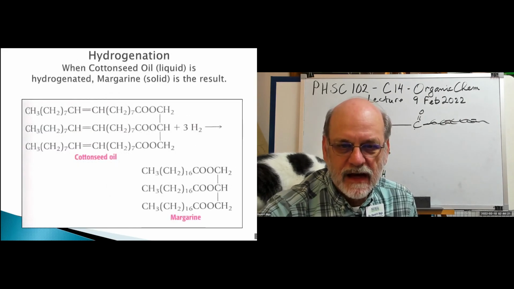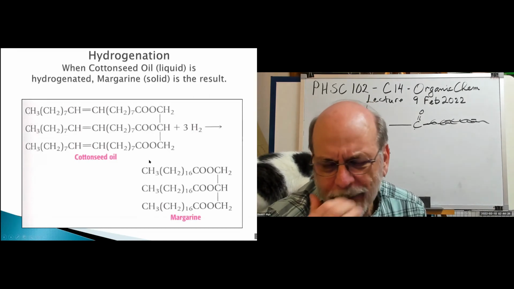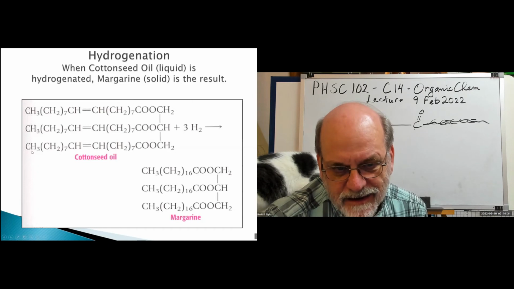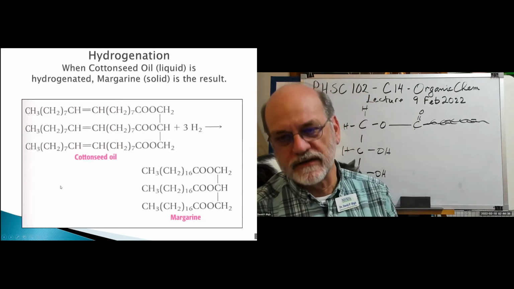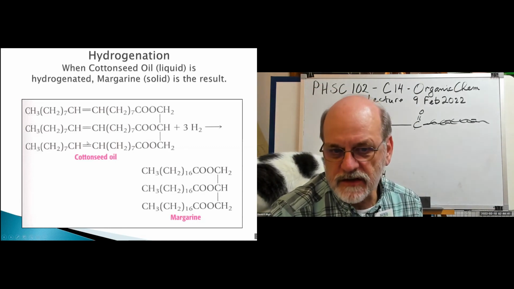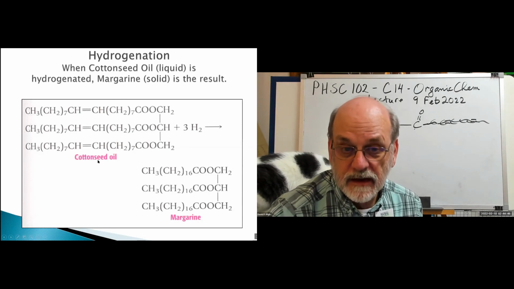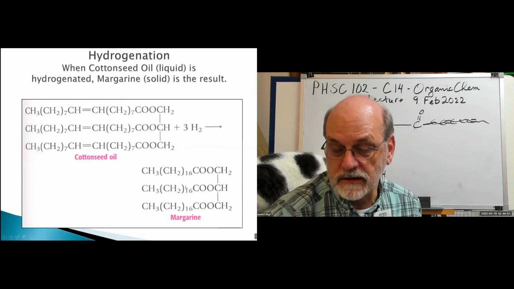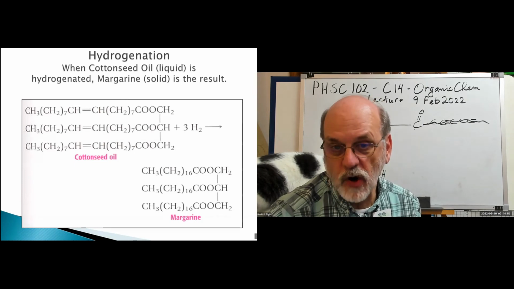Okay, here's an example, cottonseed oil. So let's see, how many carbons do we have here? Let's see, here's the carboxylic acid end. We have 7, 8, 9, 10, 17. So this is stearic acid. It's a derivative of stearic acid because it has a double bond in it here. This is cottonseed oil. And if you hydrogenate it, you make stearic acid, which is used in margarine.